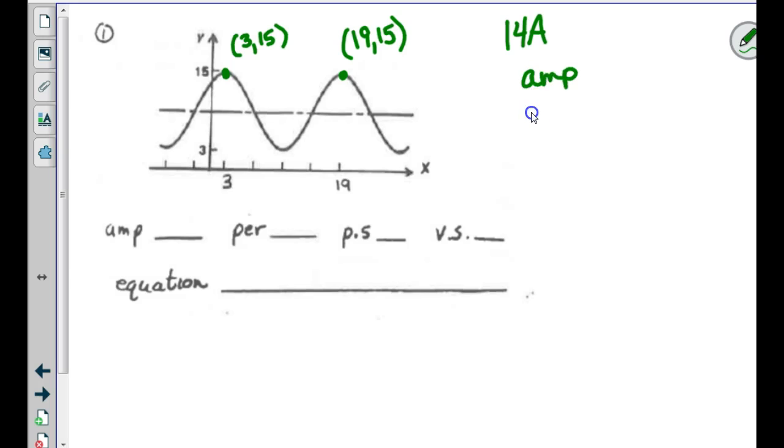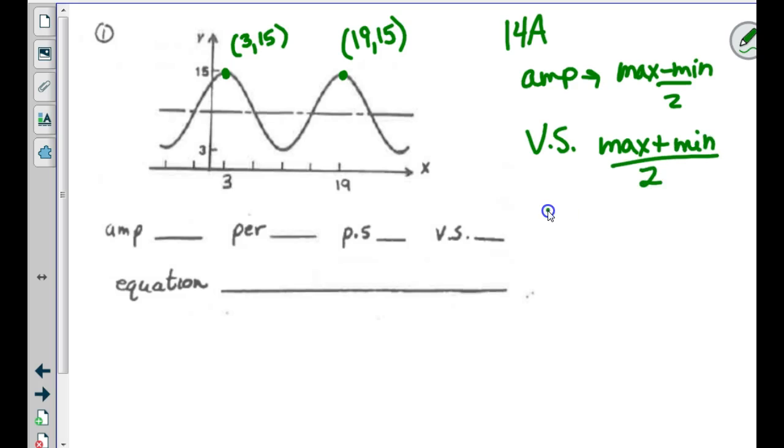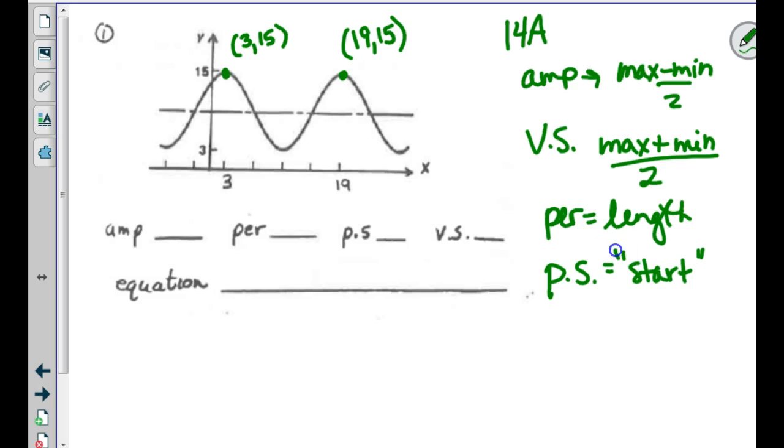The amplitude, by definition, is max minus min divided by 2. The vertical shift is max plus min divided by 2 because it's the halfway. Okay, the period is the length that it takes to do one, and the phase shift is where we start counting. So somebody tell me something about this. Keaton, can you tell me anything? Period, amplitude, vertical shift, phase shift.